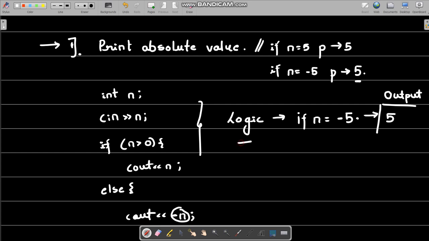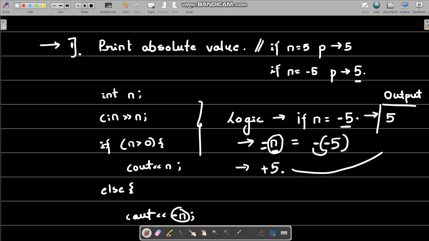So here I am printing minus n. Firstly, let us forget about the minus in front of the n and just consider n for now. N is minus 5. Now we consider this minus. There is another minus in front, so a multiplication happens. Minus into minus is plus, so plus 5. This is what we wanted. So this was the logic used for the absolute value.